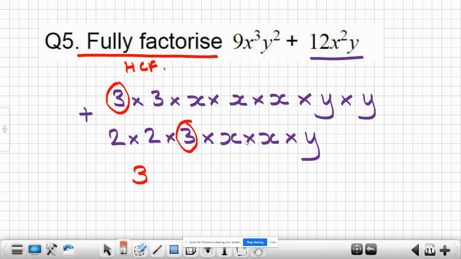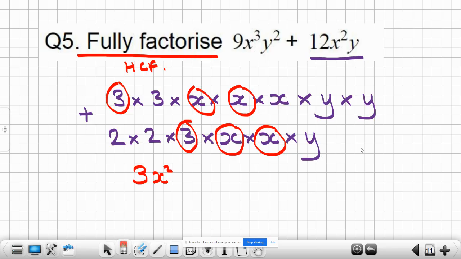Now let's look at x's. We've got an x there and an x there. We've got another x there and another x there. So we can take out x times x, which is x squared, because they both have that in common. This one's got another x, but that's no good to us because there isn't one here. It's not common to both terms.